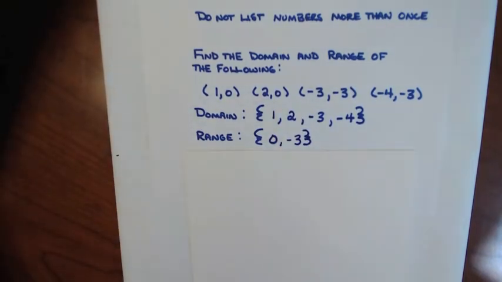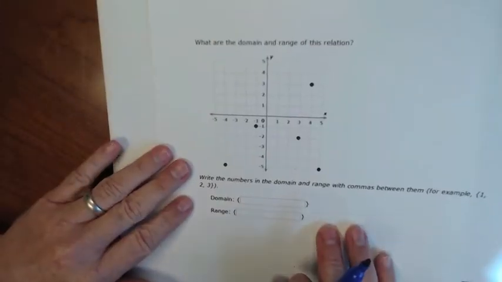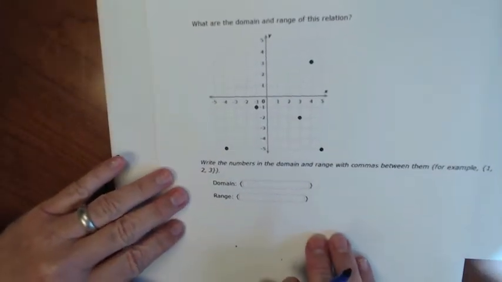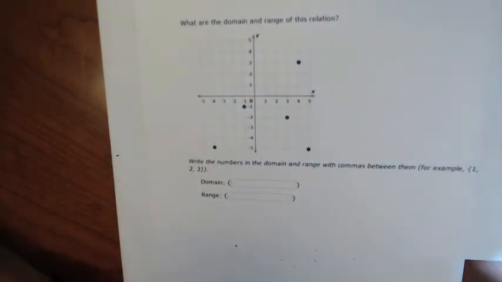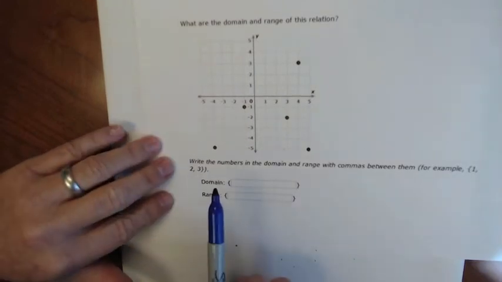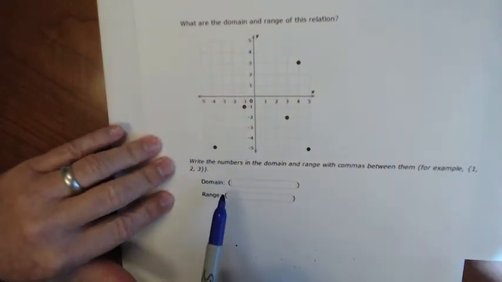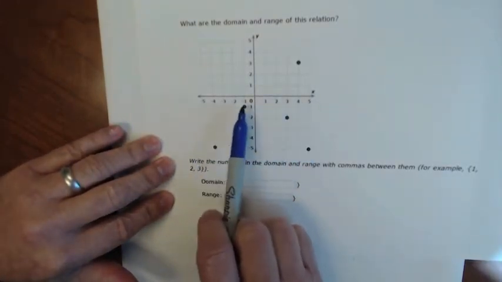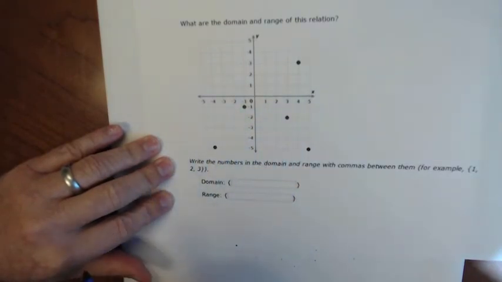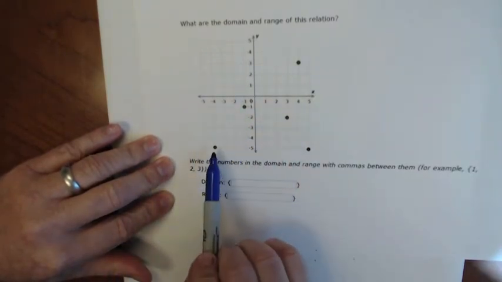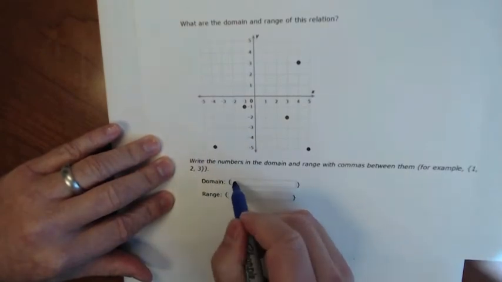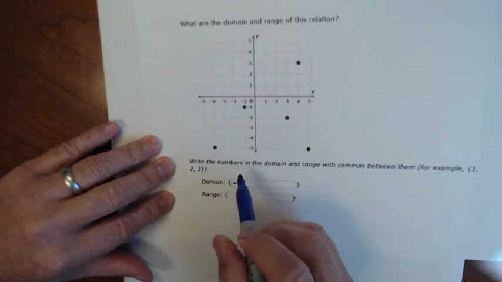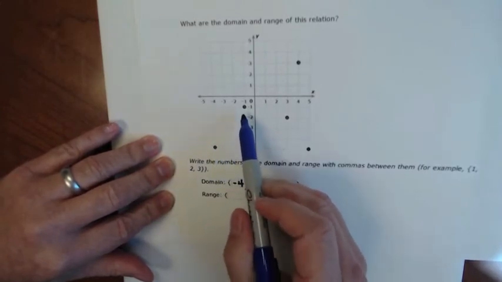They can give it to you as a set of points. They can also give it to you in a graph. So we're going to figure out what the domain and the range is for this relationship. Remember, the domain is the x. This is my x-axis. I need to find all the values that x can be. So I look at this point right here. At this point, my x is -4. So I put a -4 right there, comma. I've used that point. I go to the next point.